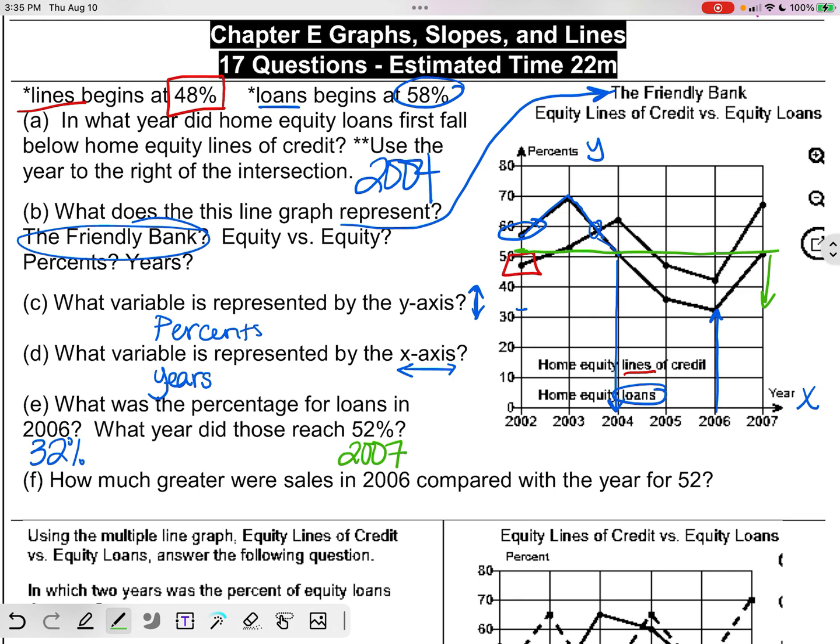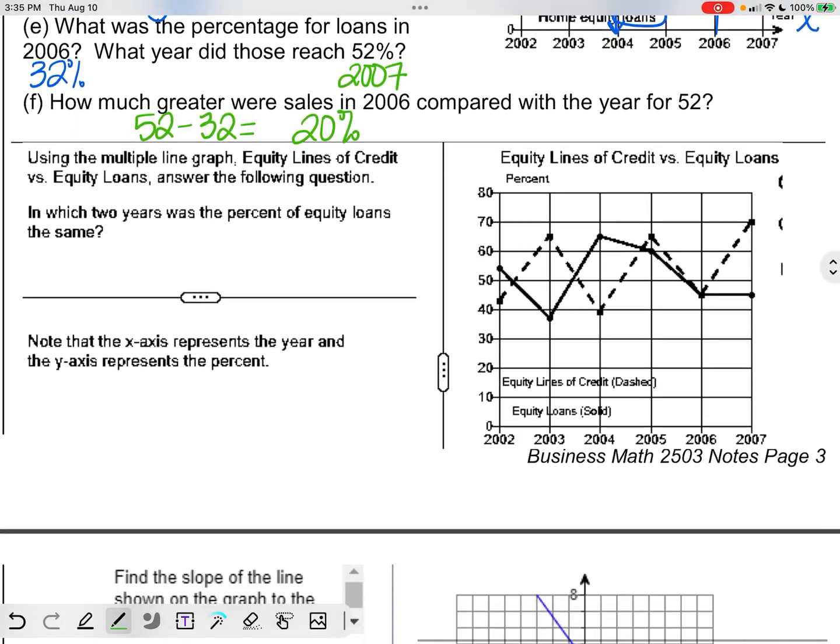Part F. How much greater were sales in 2006 compared with the year for 52? And that should be 52%. And also, I should have written this the other way. I should have asked you to compare from how much greater 2007 was to 2006. We are simply going to subtract those values. So 52% subtracting 32% will give us a 20% difference because the 2007 year was greater.